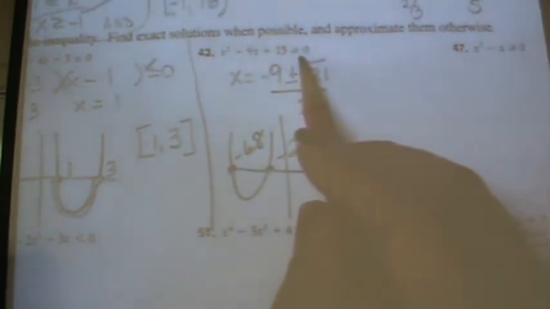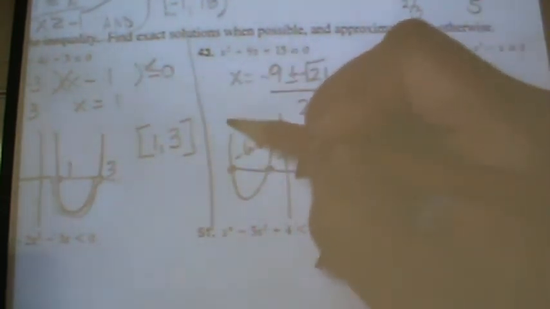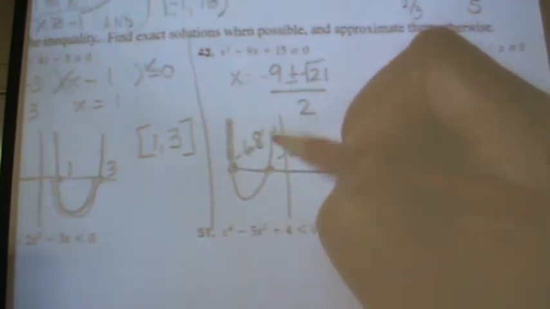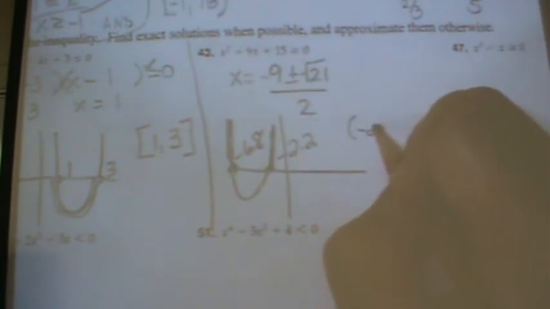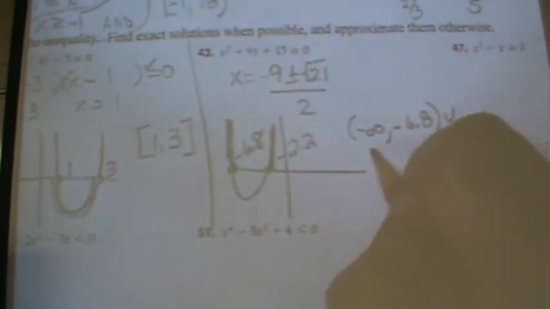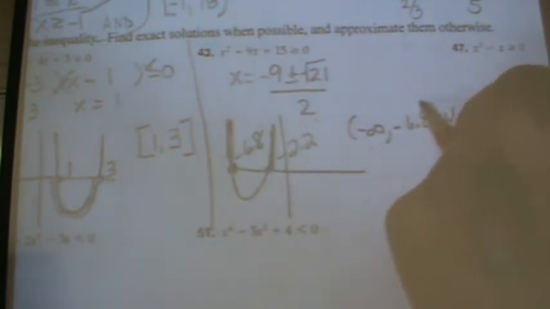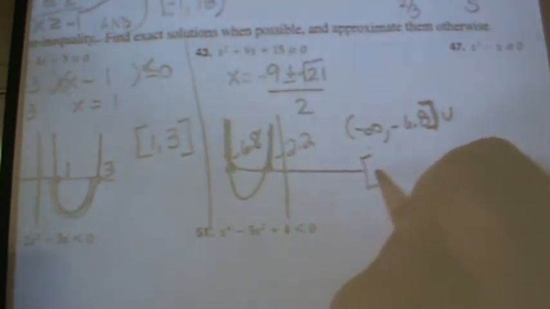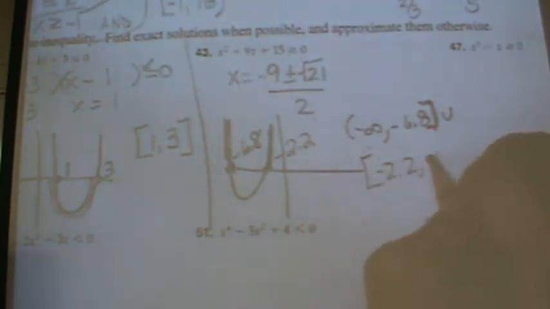So what part of the graph is greater than or equal to 0? It's this piece right here and that piece. So the correct answer would be from negative infinity to negative 6.8, union, and actually we're going to use brackets here because it's including that 0. And then it would be negative 2.2 comma infinity.